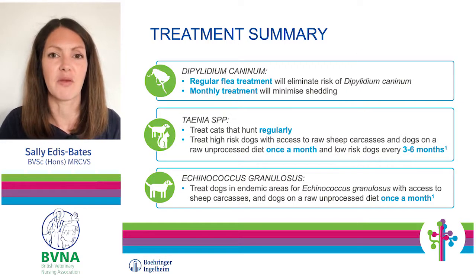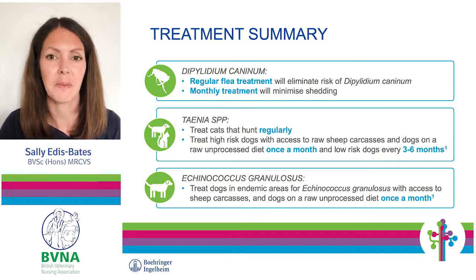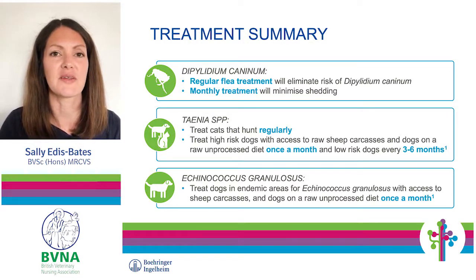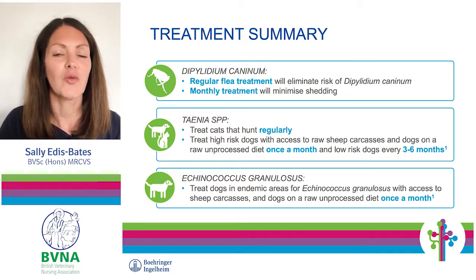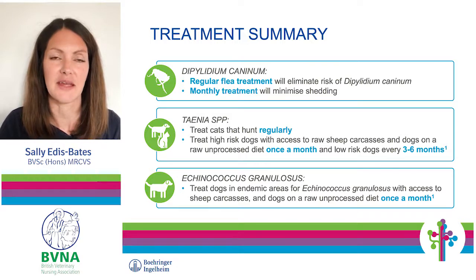So to summarise the treatment recommendations, for Dipylidium caninum, regular flea treatment will eliminate the risk of becoming infected with this parasite, and monthly treatment will minimise shedding. For Taenia tapeworms, cats that hunt should be treated regularly, and high-risk dogs with access to raw sheep carcasses and dogs on a raw, unprocessed diet should be treated once a month. Low-risk dogs should be treated every 3 to 6 months.